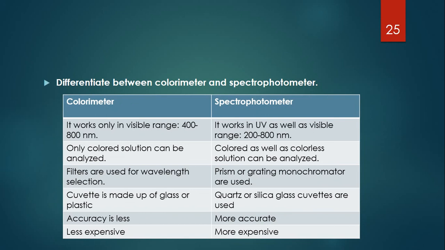As glass does not allow the wavelength from 200 to 400 nanometer to pass through, so in spectrophotometer we have to use quartz or silica cuvettes. Colorimeter is less accurate as compared to the spectrophotometer. Colorimeter is less expensive as compared to spectrophotometer.